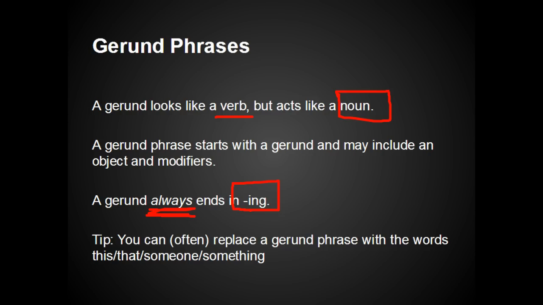Now, the nice thing about gerunds is there is also a tip to figure out if you have properly identified the entire gerund phrase. And it goes like this. Most of the time, you can replace a gerund phrase with one of the following words: this, that, someone, or something. The reason you can do this is because all of those words are nouns, and a gerund phrase acts like a noun. So as we go through this, we'll test out our tip to find and identify gerunds.